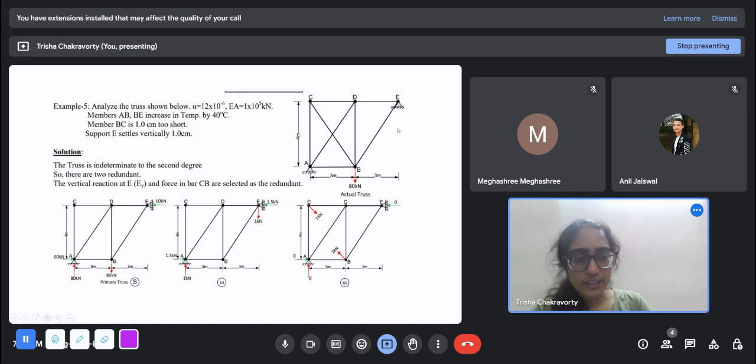That is, we have taken this vertical support reaction as an external force, as a redundant force, and we have taken away this member. So this is a completely determinate truss, the primary truss, which has the applied loading. There was 80 kilonewton here. There is still an 80 kilonewton here, and the boundary conditions.